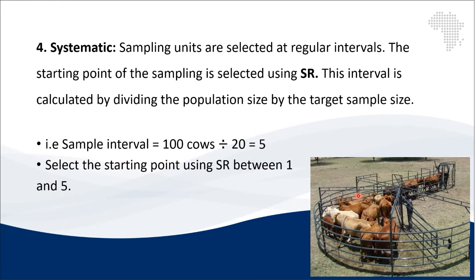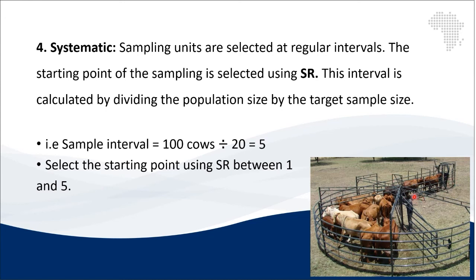Then there's a fourth method of selection, systematic sampling. In this method, the sampling units are selected at regular intervals. The starting point of sampling is selected at random using simple random sampling. The interval is calculated by dividing the population size by the target sample size. An illustration to determine the sample interval is when you have 100 cows and you want to select 20. You divide the 100 cows by the 20, giving you 5. So 5 would be your sample interval.